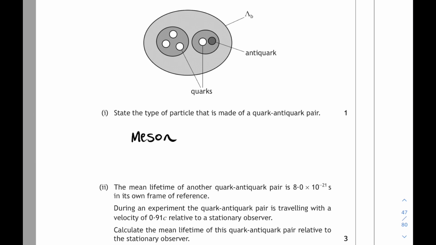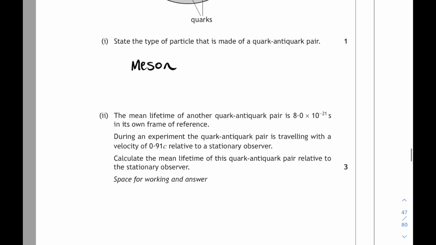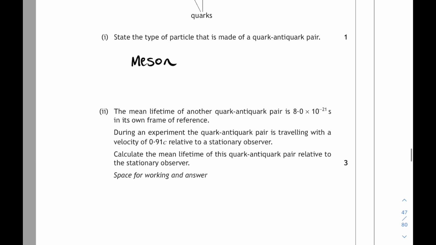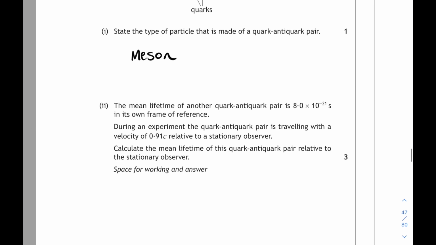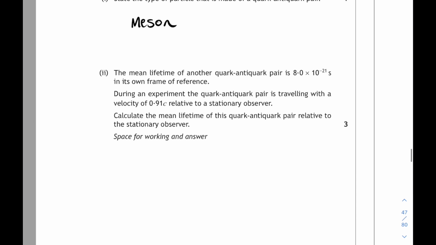And part 2, the mean lifetime of another quark-antiquark pair is 8 times 10 to the minus 21 seconds in its own frame of reference. And during an experiment, the quark-antiquark pair is travelling with a velocity of 0.91 c, that's 0.91 times the speed of light, relative to a stationary observer. And we have to calculate the mean lifetime of this quark-antiquark pair relative to a stationary observer. This is a time dilation or a special relativity question.